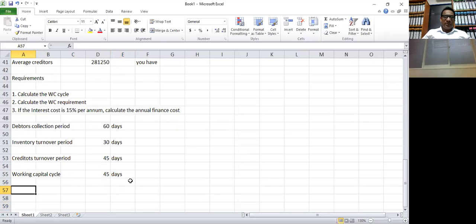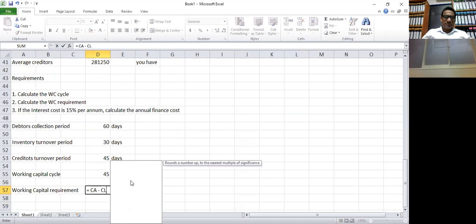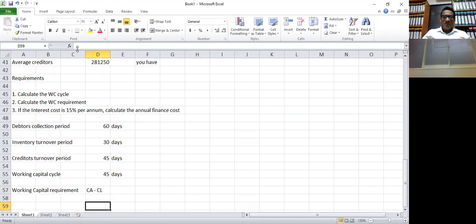Now working capital requirement. How do I calculate the working capital requirement? The working capital requirement is not difficult at all. You know how to calculate working capital. Basically, what we do, current assets minus current liabilities. So what are the current assets? I have two current assets here.